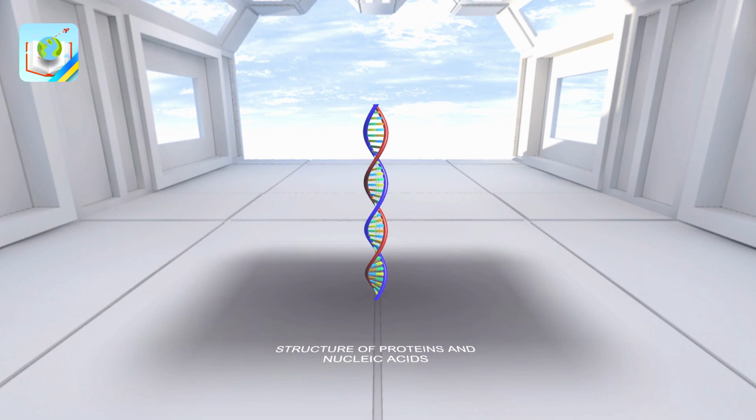And now, let's study the main rule of molecular biology, Chargaff rule. The amount of adenine is equal to the amount of thymine, and the amount of guanine is equal to the amount of cytosine. A equals T and G equals C. Adenine equals thymine and guanine equals cytosine.